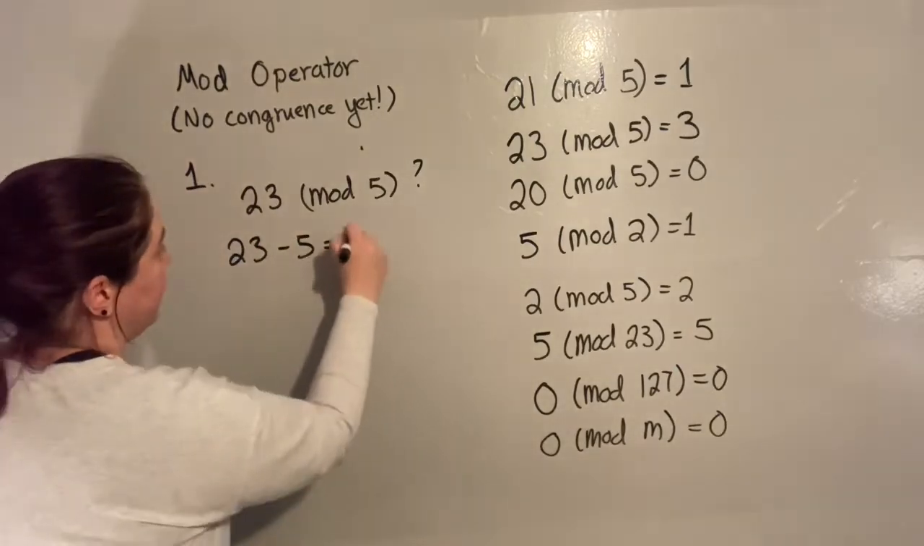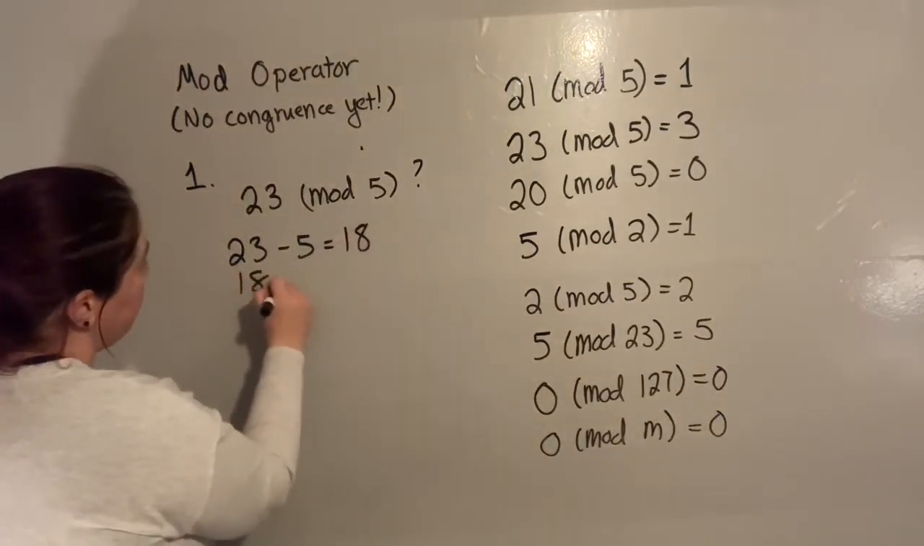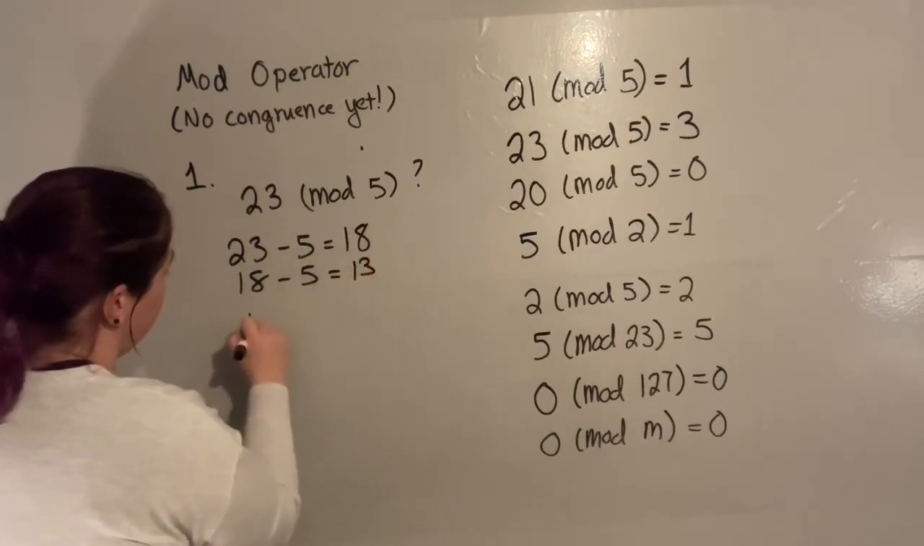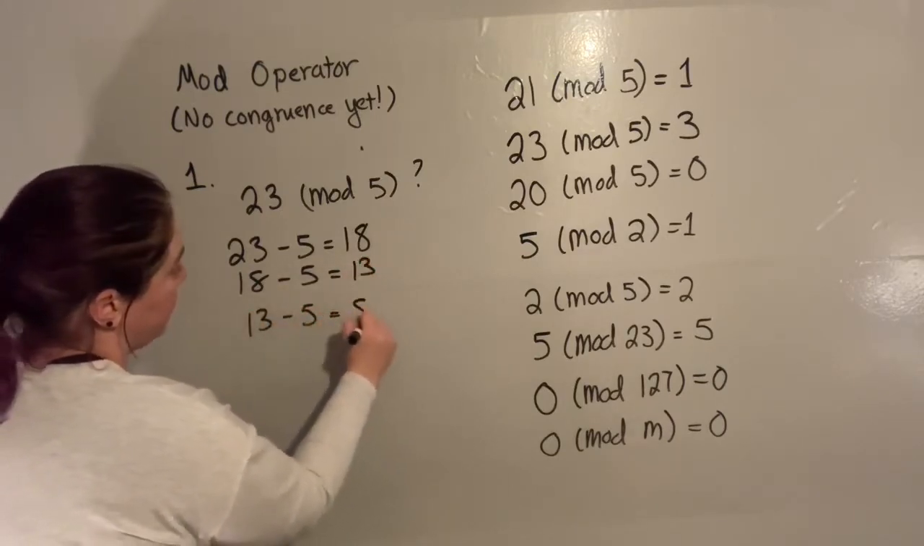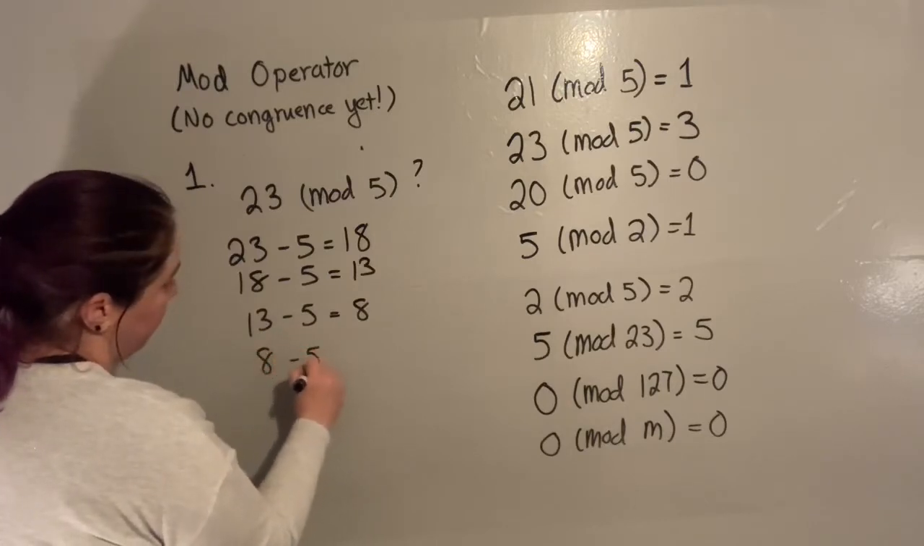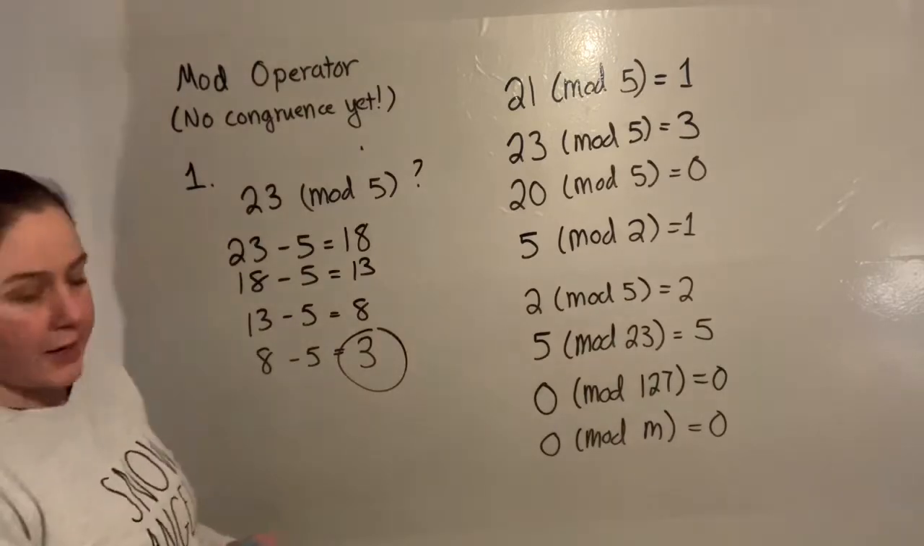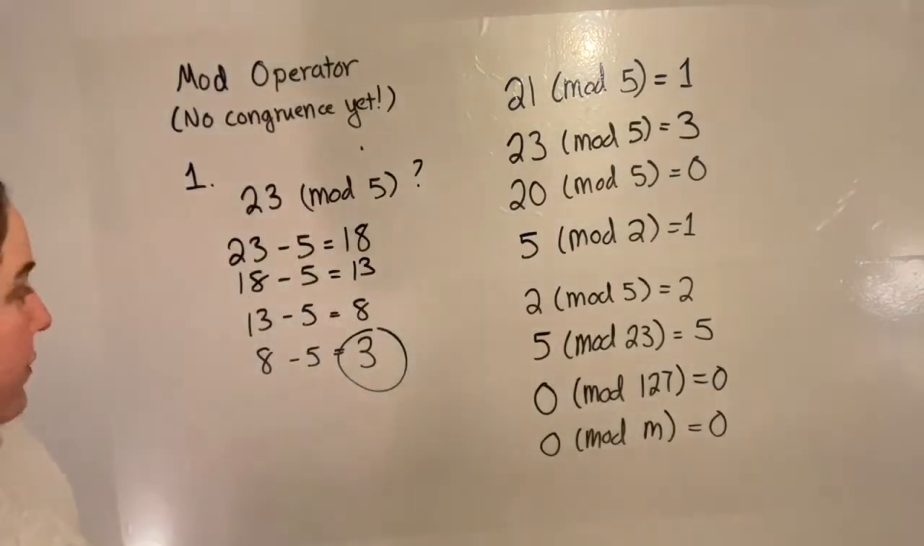23 minus 5 is 18. 18 minus 5 is 13. 13 minus 5 is 8. 8 minus 5 is 3. So repeated subtraction is giving us a remainder of 3 as well.